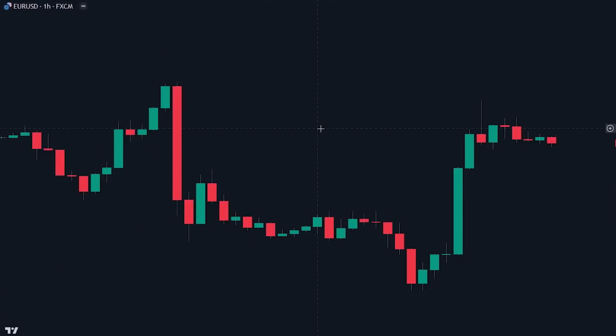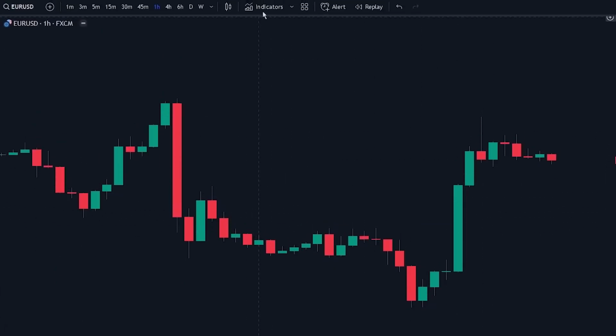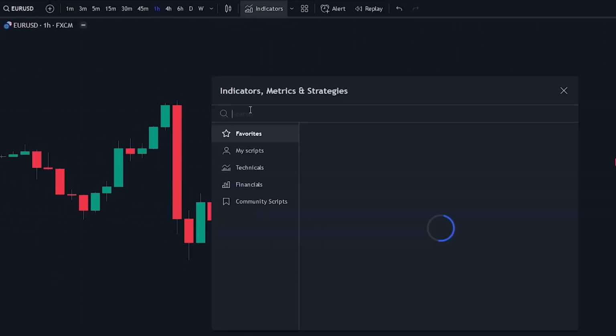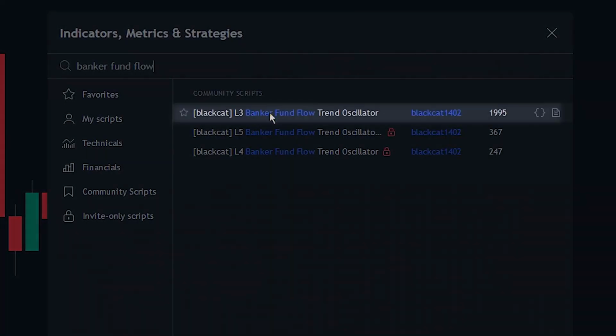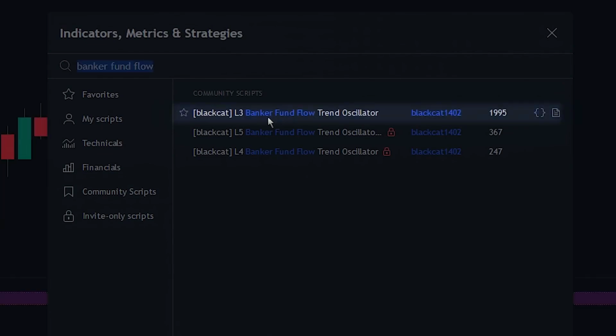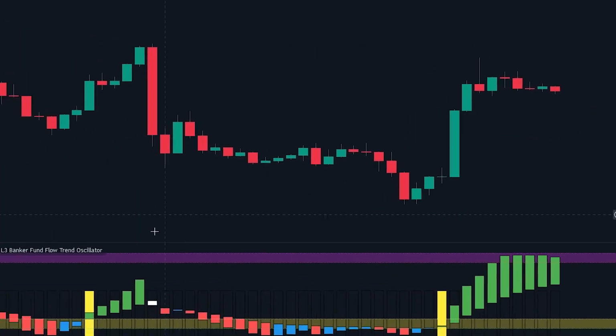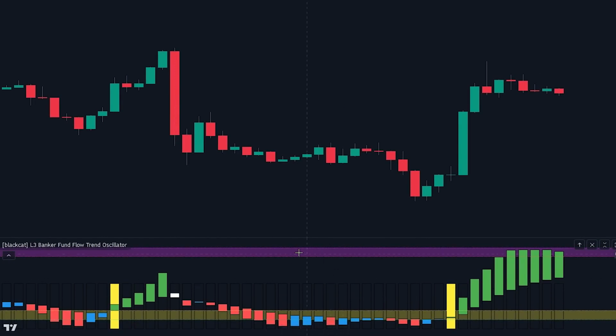Let's first add the indicator to the chart. Head over to the Indicator Search tab and search for the Banker Fund Flow Indicator. Select the indicator made by Black Hat and add it to the chart. As you can see, the Banker Fund Flow Indicator has now been added to the chart.